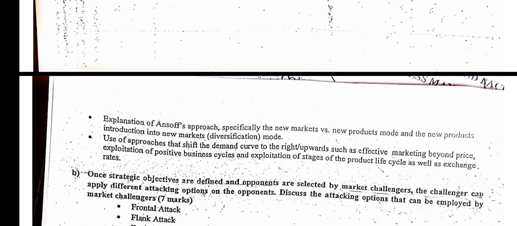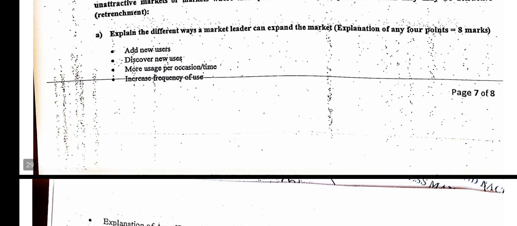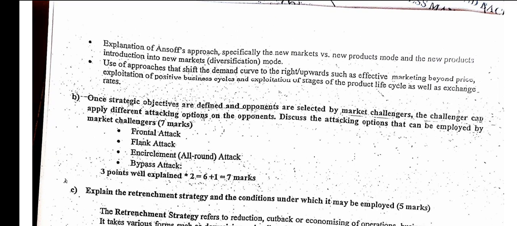Then use approaches that shift the demand curve to the right or upward, such as effective marketing beyond price, exploitation of positive business cycles, exploitation of stages of product life cycle, as well as exchange rate. So those are some of the ways of expanding the market. Add new users to the product, then discover new uses for the product. Encourage more usage per occasion or time, increase the frequency of use, like that. Then you can explain Ansoff's approach with regard to new markets and new products.